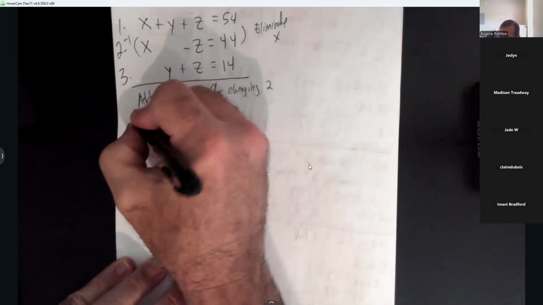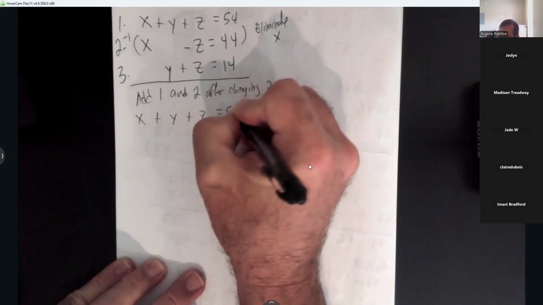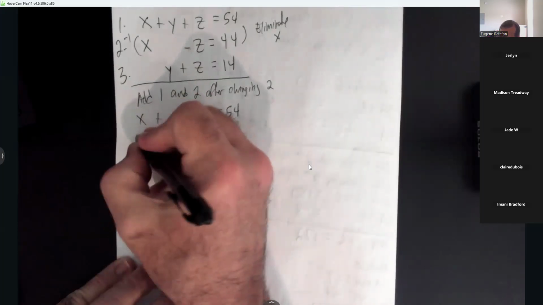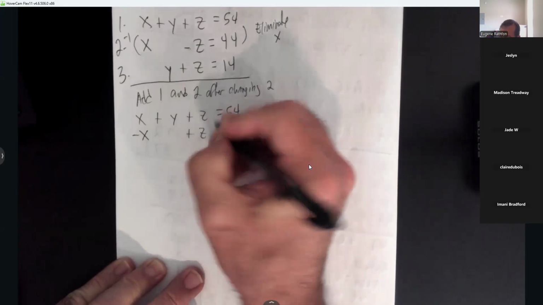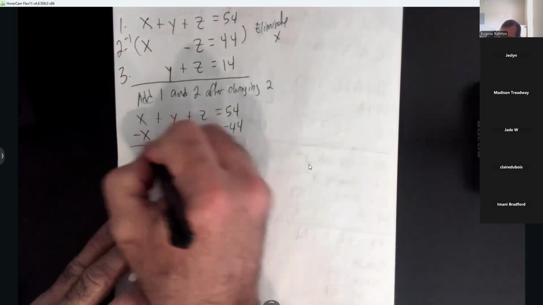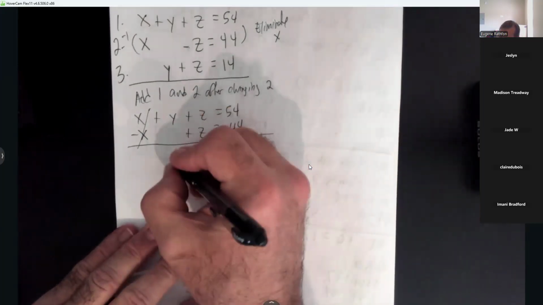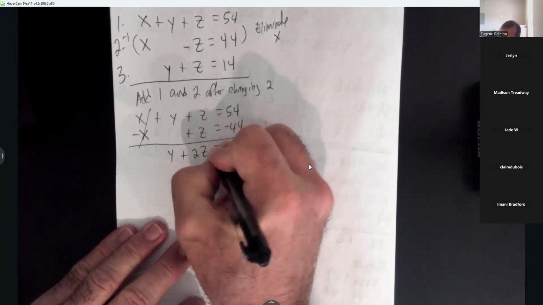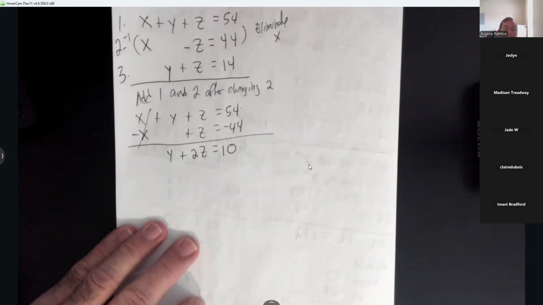So 1 will stay the same: X plus Y plus Z equals 54. If I change 2 by multiplying, that'll make a negative X. Negative times negative makes a positive Z. And then negative times 44 is a negative 44. So look here. The X's cancel. I got 1Y plus Z and Z is 2Z. And then 54 and negative 44 is a positive 10.